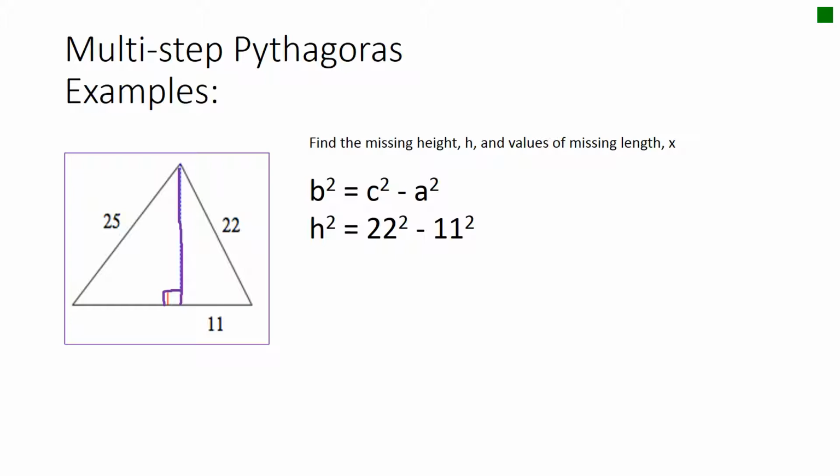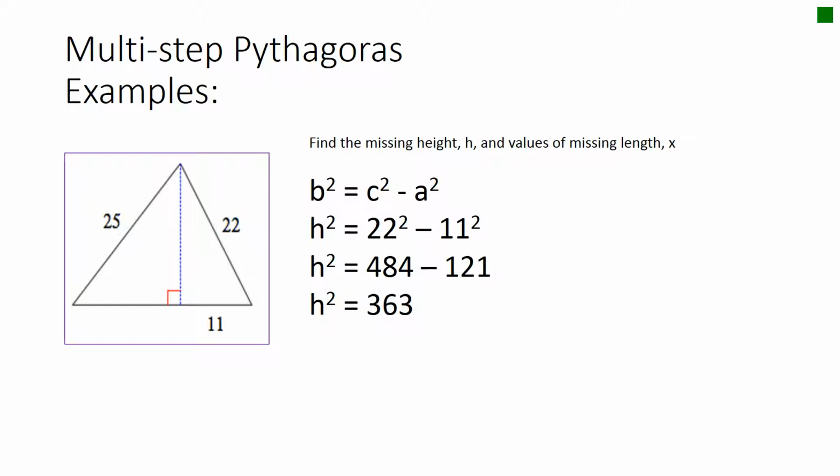Okay? So on here, we're going to say that the B is the H, the height. That's what we're looking for. C is the 22, and A is 11. Okay? So H squared equals 22 squared minus 11 squared. So we put that into our calculator. We get 484 minus 121. And we get that H squared is 363.